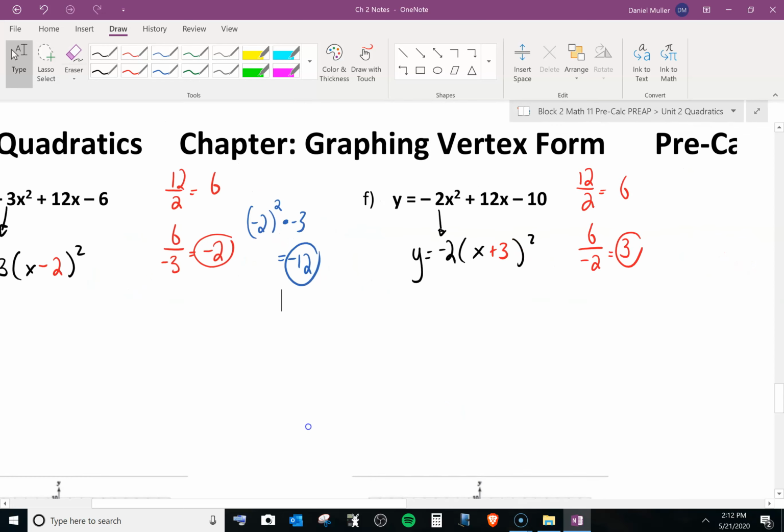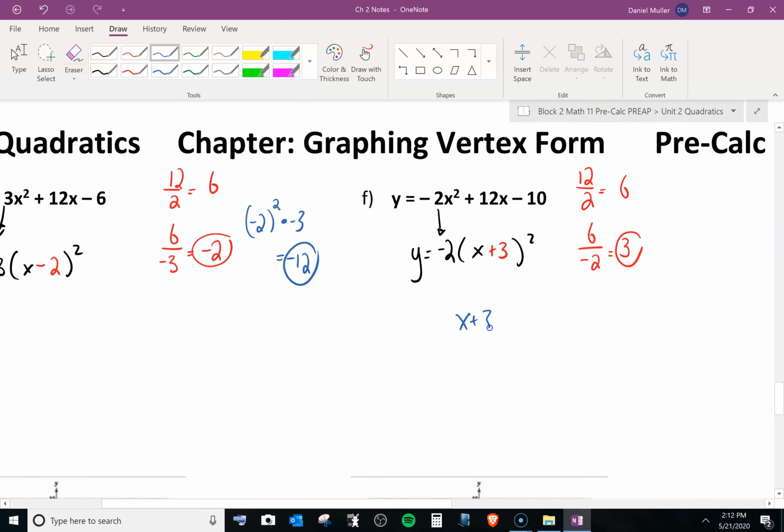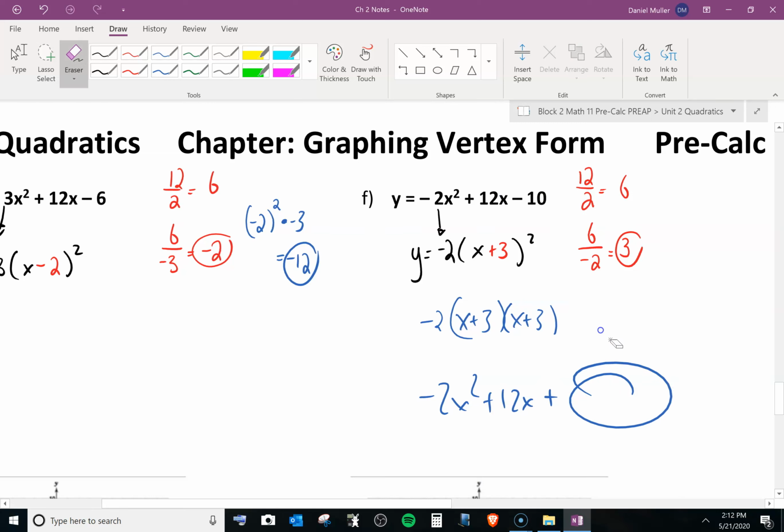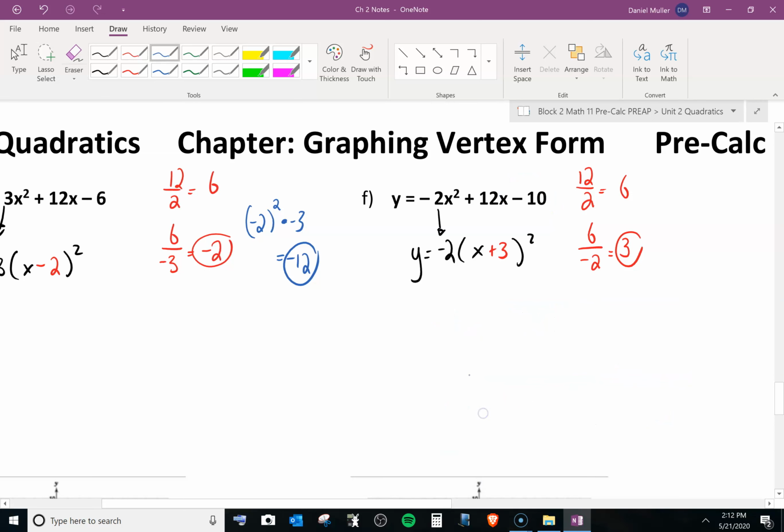And same thing here. You're going to FOIL x plus 3 times x plus 3. And once you're done foiling that, you're going to have to times everything by -2. If you do that, pause the video now and actually do that. But you would get -2x squared plus 12x plus something. And that something is what we need to compare. And so that last number is going to be 3 squared times -2. So 3 squared is 9. 9 times -2 is -18.